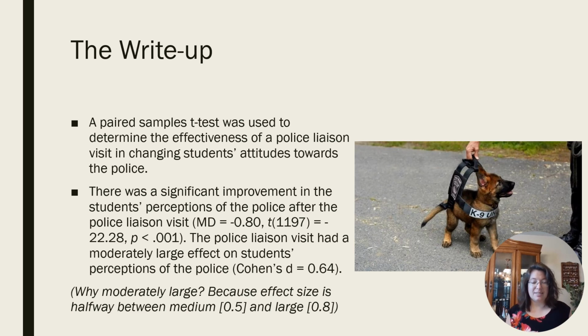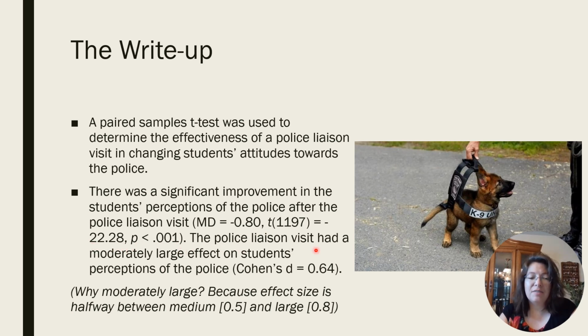So the way we would write this up is by saying a paired samples t-test was used to determine the effectiveness of a police liaison visit in changing students' attitudes towards the police. There was a significant improvement in the students' perception of the police after the police liaison visit. So you can see now I put the mean difference in parentheses as opposed to in the sentence. My mistake, but this MD should be italicized. Then I put in the degrees of freedom and the t-statistic and its p-value.